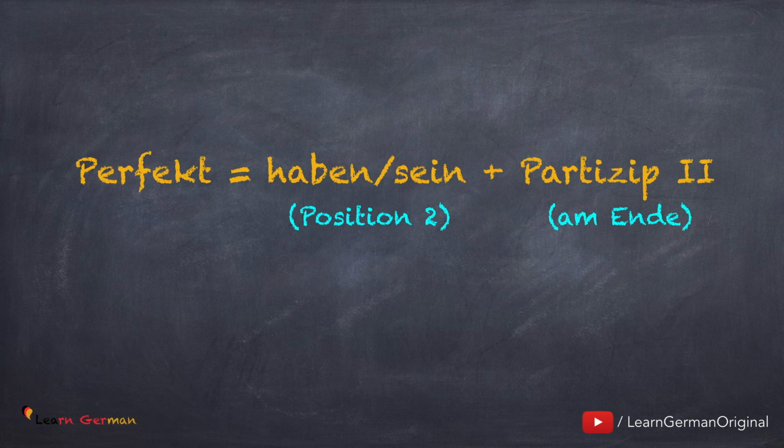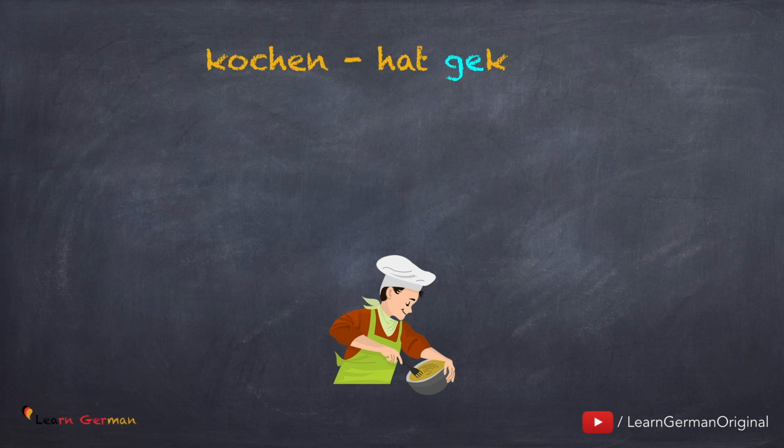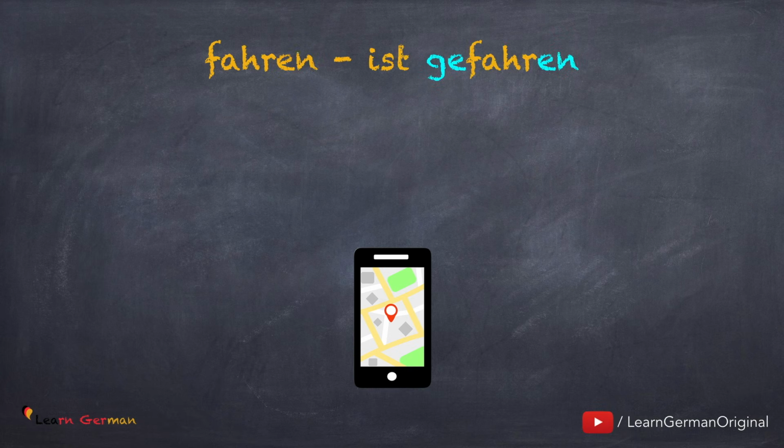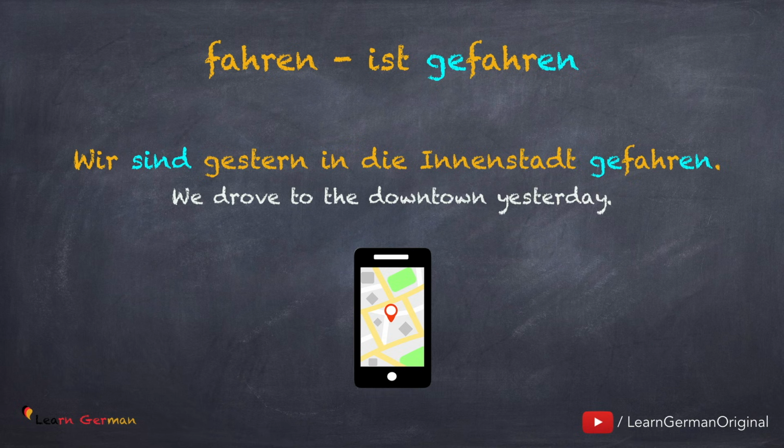The basic rule for forming Perfekt is using haben or sein as the Hilfsverb in the second position and Partizip II of the main verb at the end of the sentence. Let's first go through a few examples in Perfekt. Here's the first one. Kochen, hat gekocht. Ich habe gestern lange gekocht. The next verb is fahren, ist gefahren. Wir sind gestern in die Innenstadt gefahren.